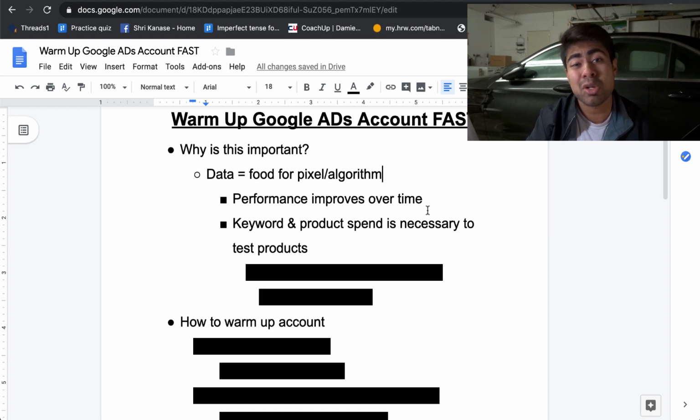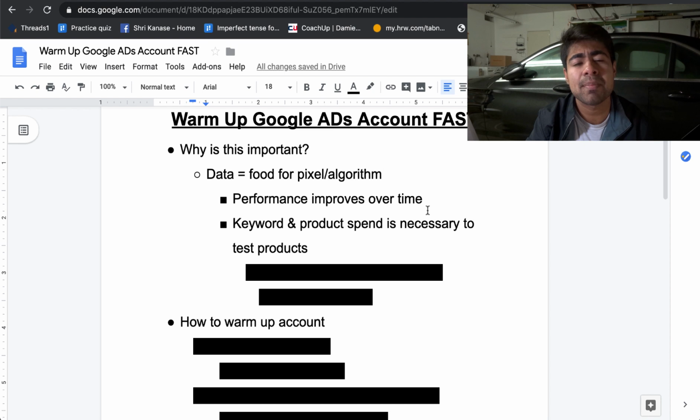The algorithm, also known as the pixel of your Google Ads account, actually needs a lot of data to work properly. And it's not like Facebook ads where you can target a specific audience and then within 2 to 3 days, depending on your budget, you'll know whether the product is a winning product or not. You'll have enough data to determine that. With Google Ads, there is no type of targeting. You can't choose the interest or use lookalike audiences. So it's all on Google to understand what your products are, who the audience is, and what kind of audience will buy your product.